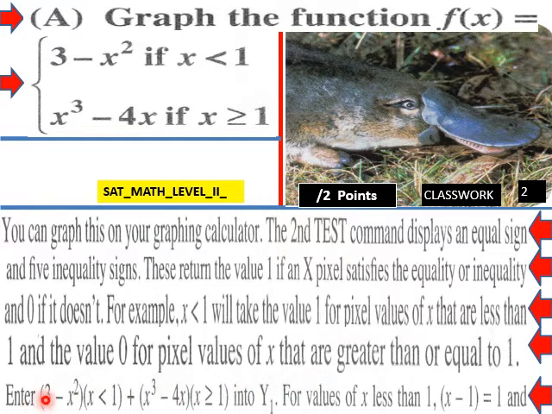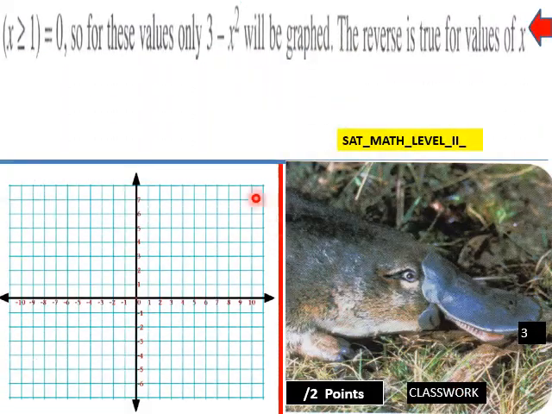Enter 3 minus x squared, x less than 1, plus x cubed minus 4x, x greater than or equal to 1, into y1. So this would be your y1 entry. For values of x less than 1, the test x less than 1 equals 1, and for x greater than or equal to 1 it would equal 0.